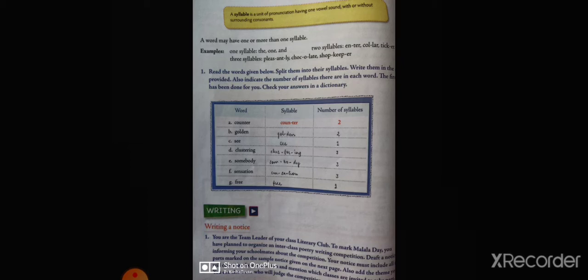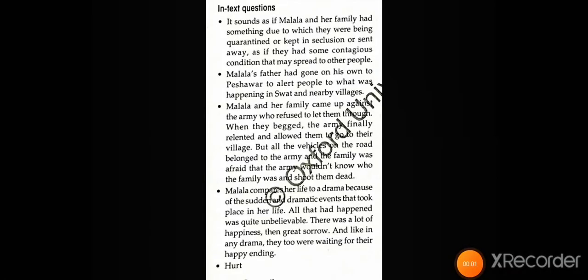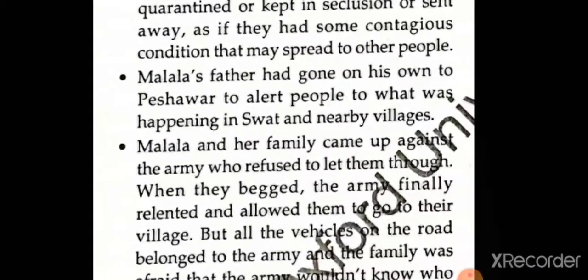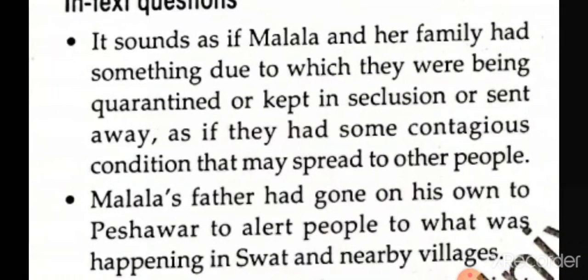Now come on to the question answers of this chapter, starting with the in-text questions of chapter number 1 on page number 16. First question is, why do you think Malala says it sounded like a disease? So it sounds as if Malala and her family had something due to which they were being quarantined or sent away, as if they had some contagious condition that may spread to other people.